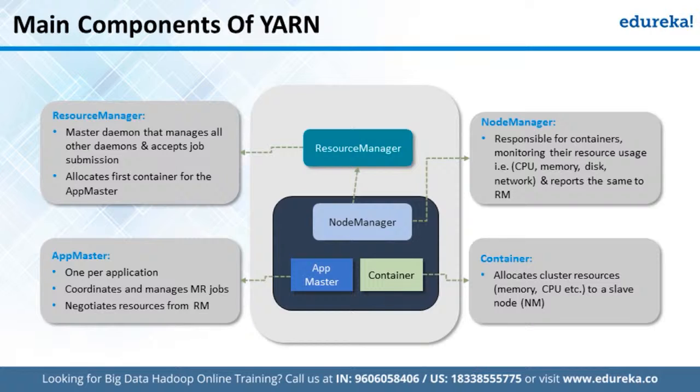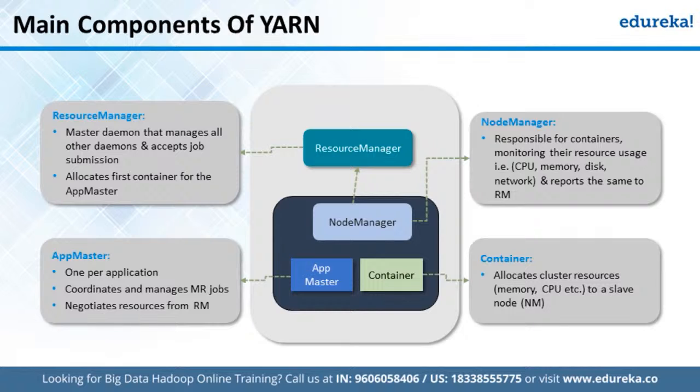So it's a master process that manages all other daemons and accepts job submissions. It allocates the first container for the app master. The node manager is responsible for monitoring containers and their resource usage, CPU, memory, etc., and reports to the resource manager. Then the app master is one per application. The application master coordinates and manages the map reduce job and negotiates resources from the resource manager. It allocates cluster resources, containers. The key thing is the three parts.